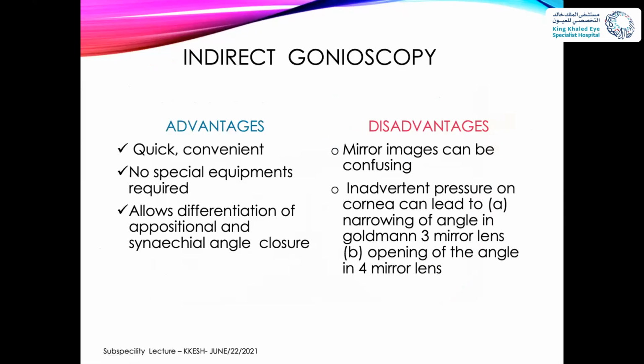The main advantages of doing indirect gonioscopy are that it's quick, it's convenient, and not much special equipment is needed, and it allows the differentiation of positional and synechial angle closure because of the advantage of performing dynamic gonioscopy. The disadvantage is that the mirror images are sometimes confusing for a beginner. Inadequate or too much pressure on the cornea could give false impressions. Too much pressure, for example, in cases of a 3-mirror lens can narrow the angle falsely, or too much pressure in a 4-mirror use can falsely open the angle.